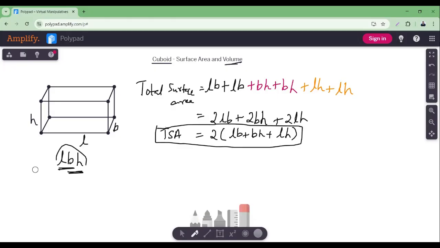Now let's talk about the volume of the cuboid. Volume means, what did I say? I said it is the space inside. How do you find the space inside? If you have understood how the volume of the cube was found in one of the other videos, you would know that I had explained about stacking plates, correct?